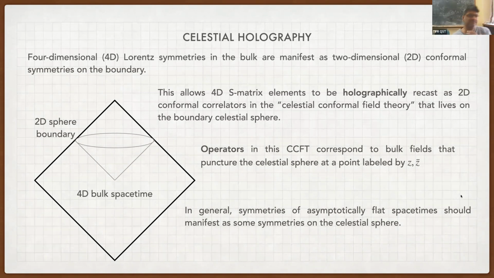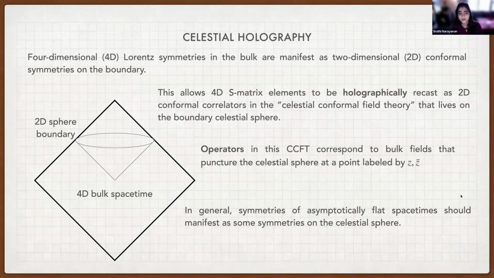Thank you. Okay, so just a brief primer on celestial holography for anybody who isn't already familiar with it. The nice part about looking at the celestial sphere is that the 4-dimensional Lorentz symmetries that you have in the bulk manifest themselves as 2D conformal symmetries on the boundary. And that's the major insight of celestial holography. It gives you a beautiful way to talk about things in 4D in terms of a 2D CFT.